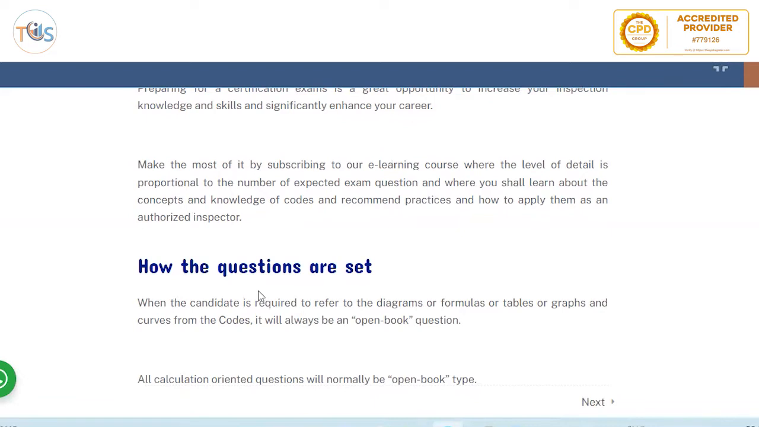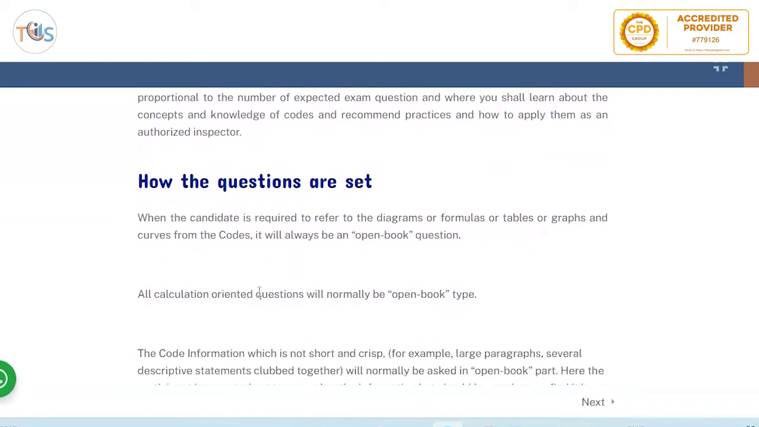So API really want to verify you during the exam if you understood the concepts and knowledge. You have the knowledge, you understood the concepts, and you know how to apply this knowledge in the real scenario. So always the question comes within a scenario, within a context. It doesn't come straight away from the codes or recommended practice, not normally.